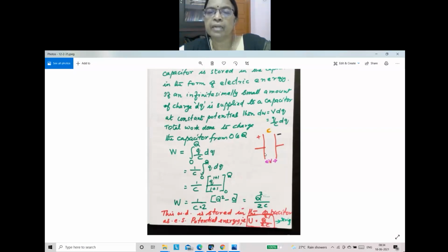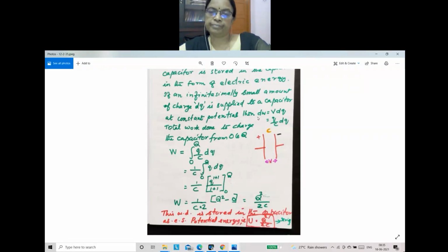So we take a small time interval, during which a small amount of charge dq is given, and in that time the potential is not varying. Actually the potential is varying, but suppose that when an infinitesimally small amount of charge dq is supplied, the potential is V itself, constant. When a very small charge is given, the voltage is not varying, it is constant, and only then can we use this formula.